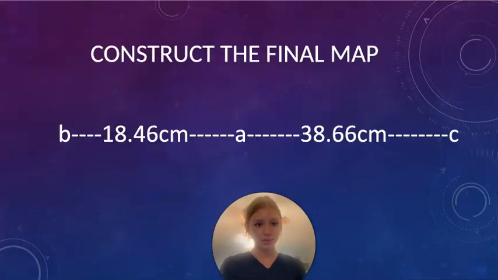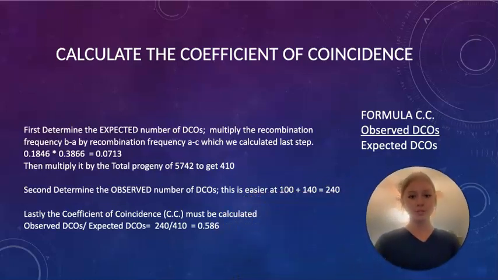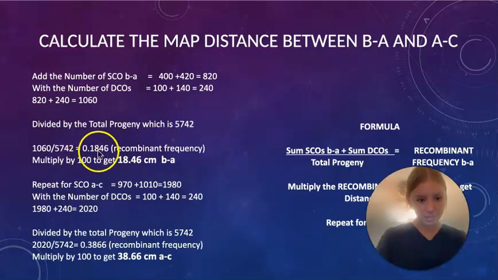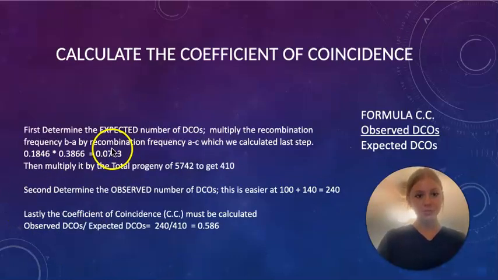Okay. Now we're going to calculate the coefficient of coincidence. The formula is the observed double crossovers over the expected double crossovers. To determine the expected, we multiply the recombination frequency B to A by the recombination frequency A to C, which we calculated last step. We multiplied these two numbers, right here and right here, and we get 0.0713. Then we multiply by the total progeny of 5,742 to get 410.